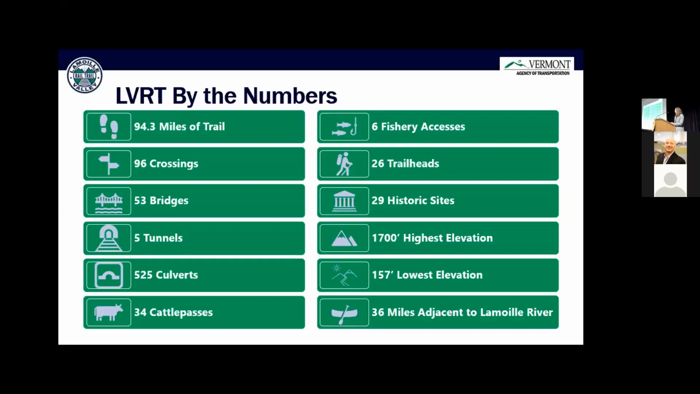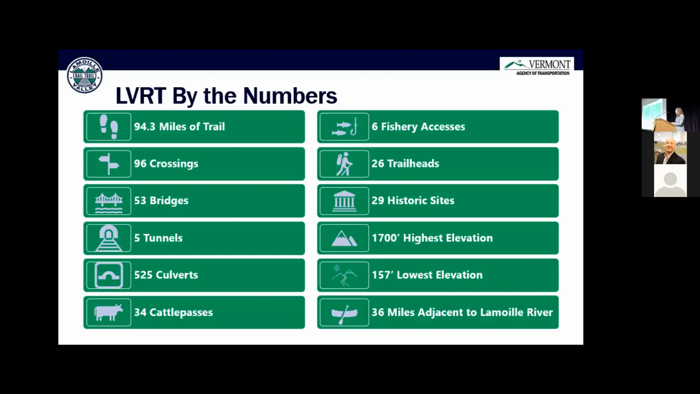So really quickly, the LVRT by the numbers, we have at our fingertips an inventory that's been assembled over the last decade plus of the trail. And so we've been combing through that to find out more about the assets that are out there, which are going to be essential for understanding what the management plan really needs to consider. And so on the left-hand side of the screen, you see some of those assets just tallied by the numbers here. 5 tunnels, 53 bridges, 96 crossings, 525 culverts, 34 cattle passes.